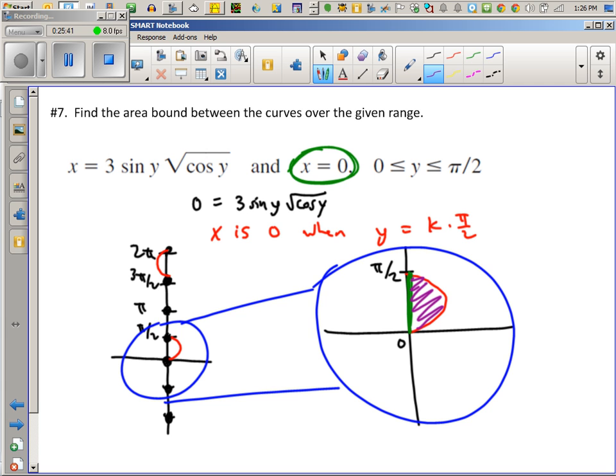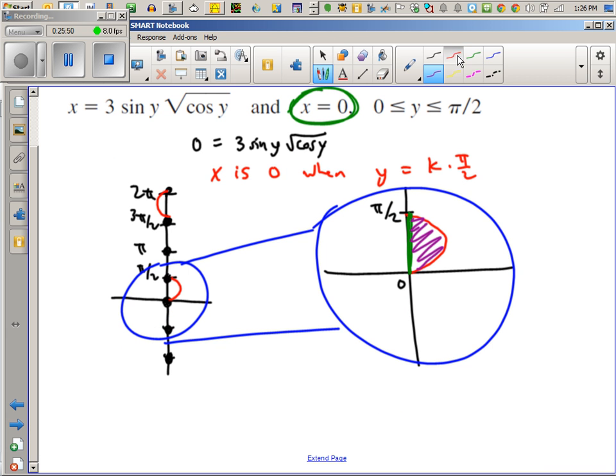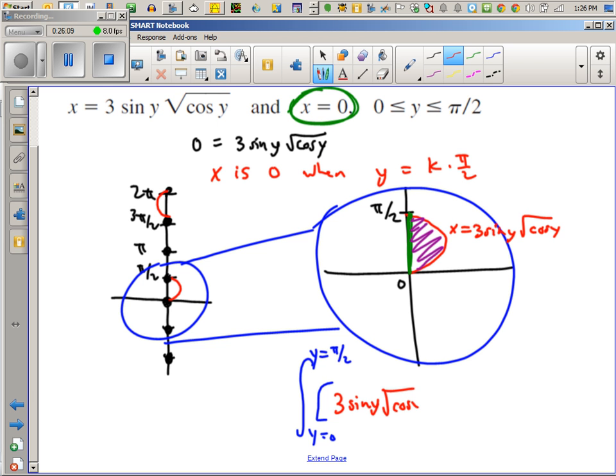So I think we should use right function minus left function. Red minus green. All right, so let's do that. Our integral runs from y equals 0 to y equals pi over 2. It's the rightmost function, which is x equals 3 sine y square root of cos y. So 3 sine y root cos y minus, and then we have our left-hand function, which is just the x equals 0 line, so you could just put 0 there, I guess, dy.